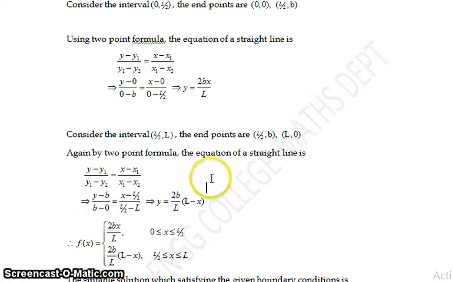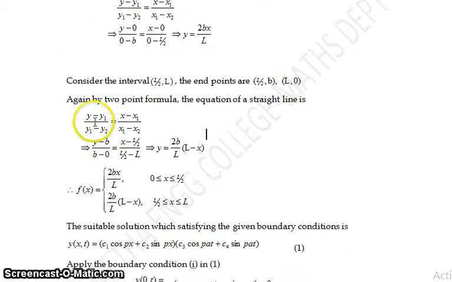The next one is from the point L by 2 comma b to L comma 0. So that is our two-point formula, y minus y1 whole divided by y1 minus y2 equal to x minus x1 whole divided by x1 minus x2. Then y1 is b, y2 is 0, x1 is L by 2, x2 is L. Then simplifying the given equations we get y equal to 2b by L into L minus x.